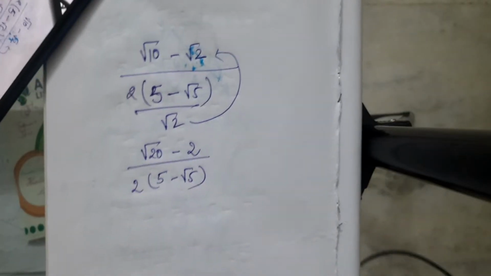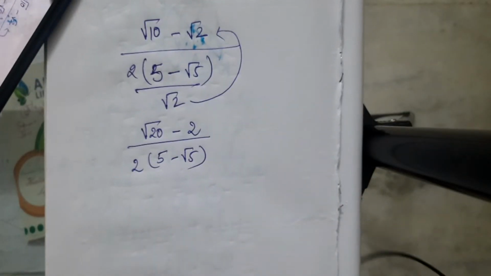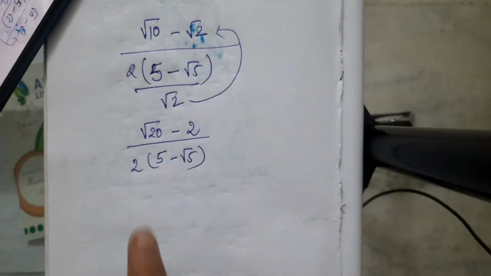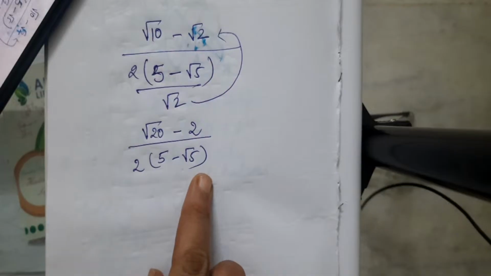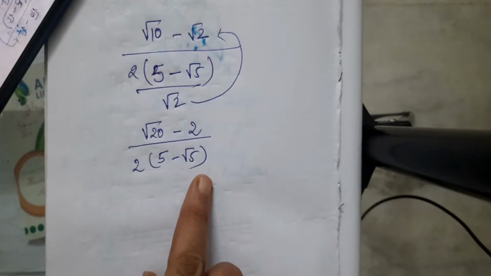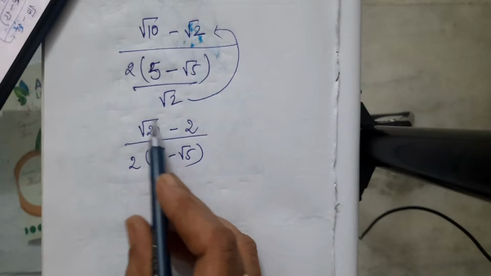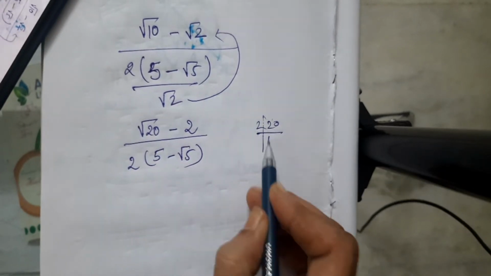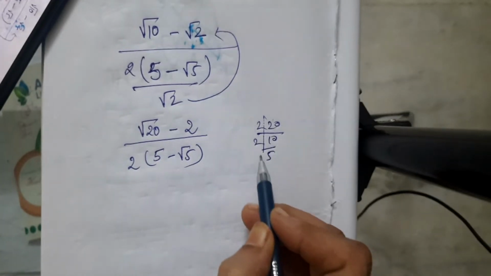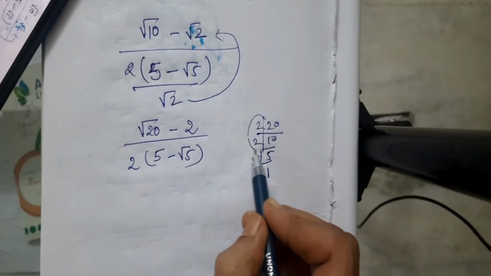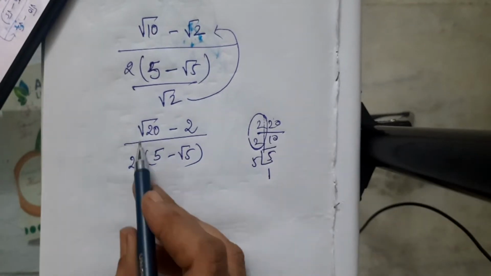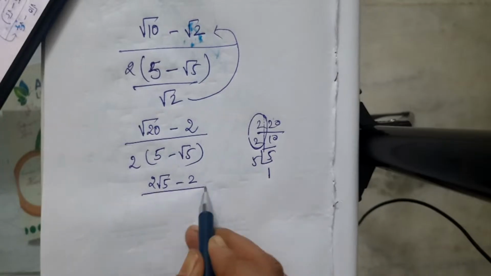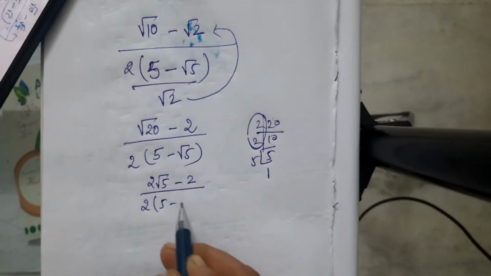This kind of question is a little lengthy, and rationalization means you need to go on solving till you get no root in the denominator. There should not be any root part in the denominator. Now root 20, how can we write root 20? Root 20, 2 tens are 2 5s are. So here it is 2 root 5. So this we can replace as 2 root 5 minus 2 upon 2 divided by 5 minus root 5.